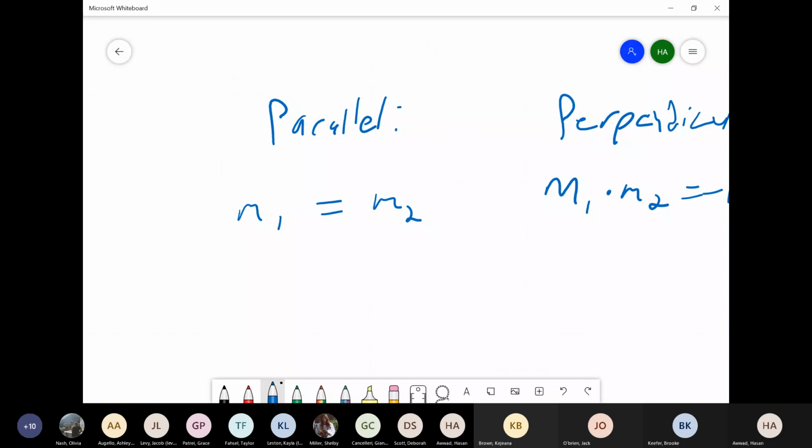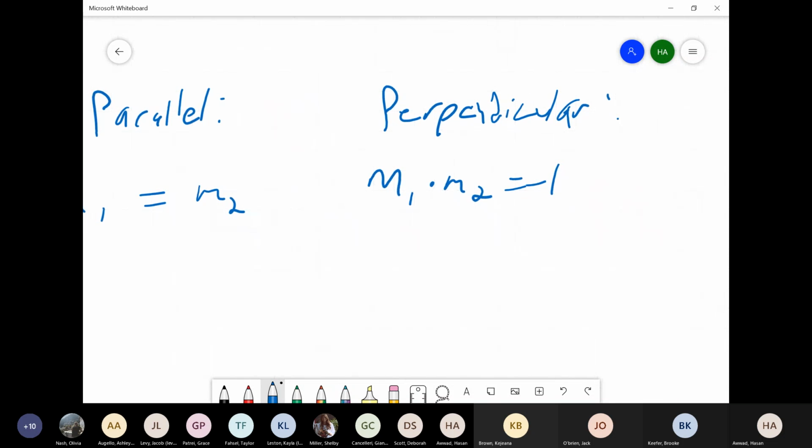The first test is really easy. You just set them equal to each other and ask, are they equal? And if they're not, then they're not parallel. The second test involves a little bit of math. You're just multiplying them together. If you get -1, then they are perpendicular. If you get any number other than -1, then they are not perpendicular. And if you do both tests and both of them fail, then you have shown that they are neither parallel nor perpendicular. They're just two regular old lines that happen to intersect at some point.